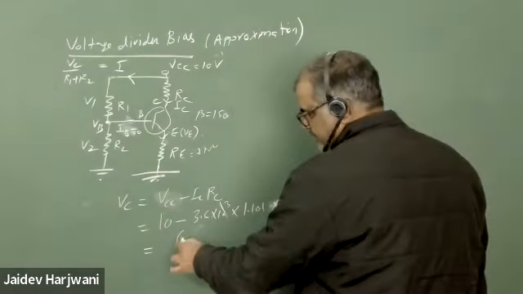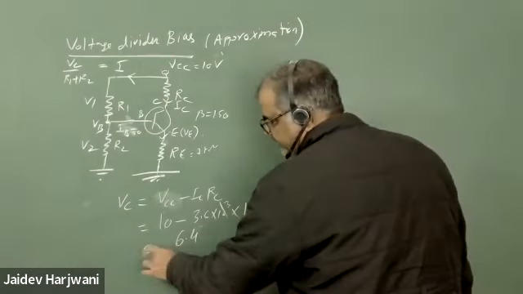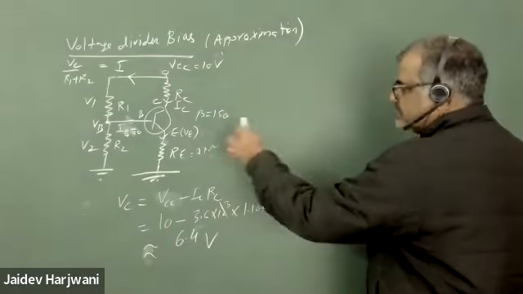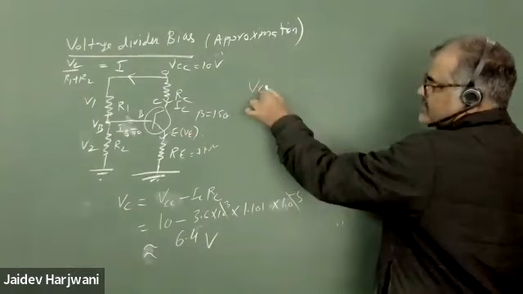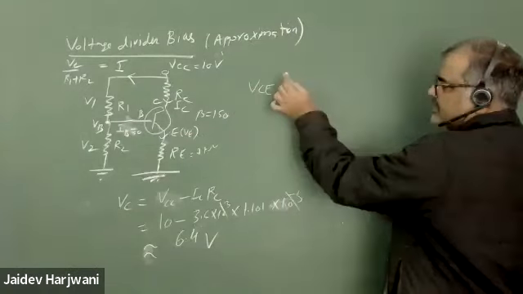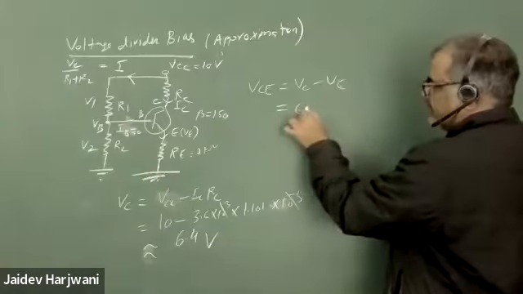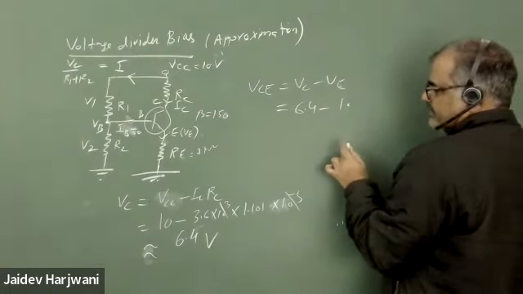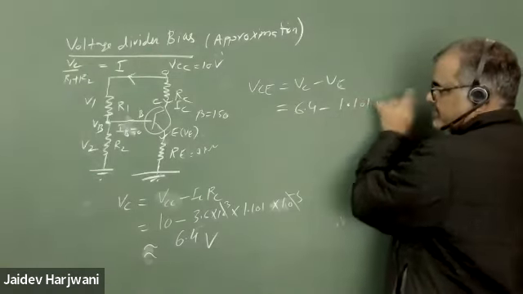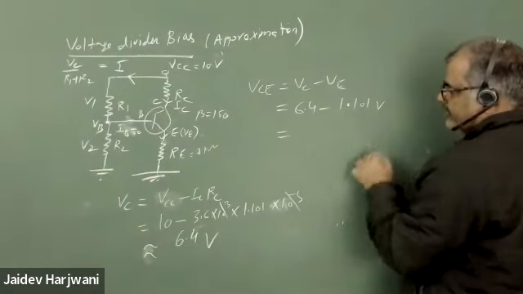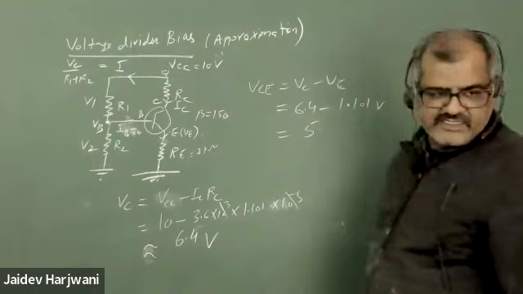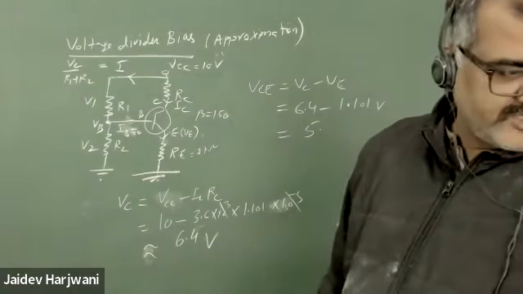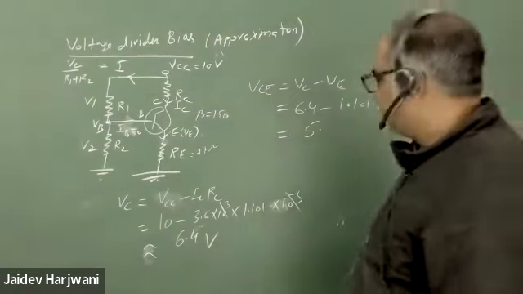So VC will come to 10 minus 3.96, that is 6.04 volt, almost. I'm doing a rough calculation. You can do the full calculation. Now you know VE also, so you know VCE. VCE is just VC minus VE. VC is your 6.04 volt, and just now you have calculated VE was 1.1 volt, 1.101. Now you do the calculation, so this should come around 4.9 volt.